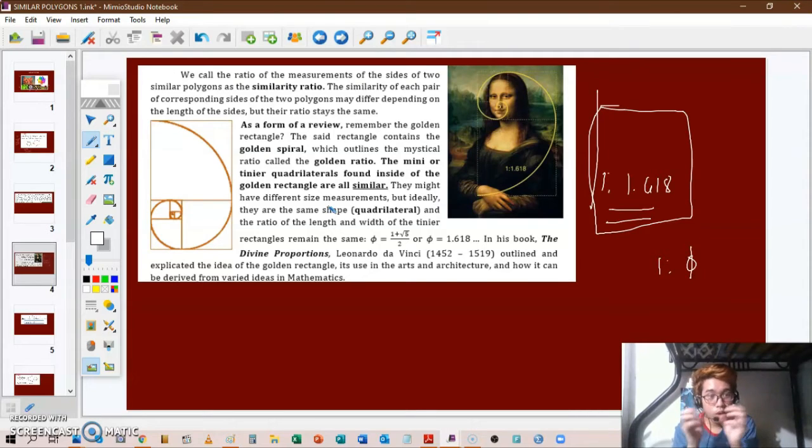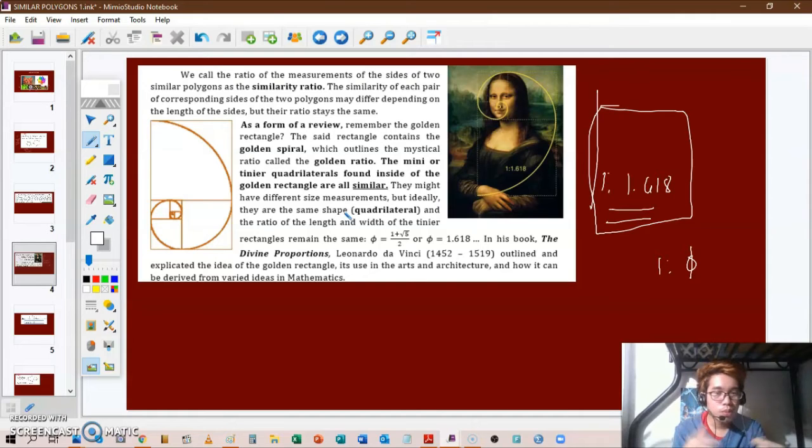They are similar polygons per se, or because they are polygons themselves. Okay, so there you go. They might have different size measurements, so one square might be bigger than the other, but all of those squares have similar ratios and they are similar to each other.